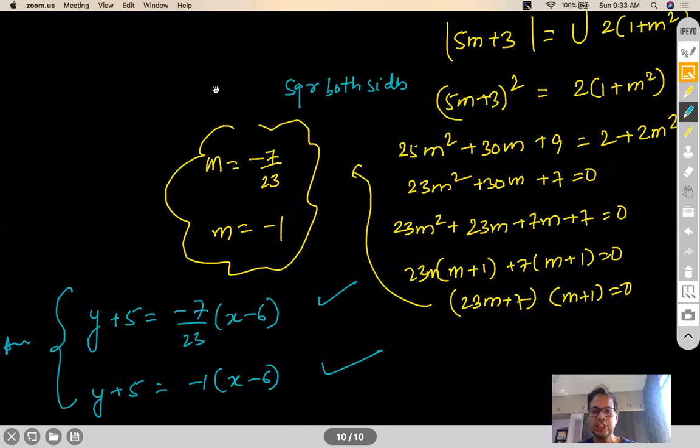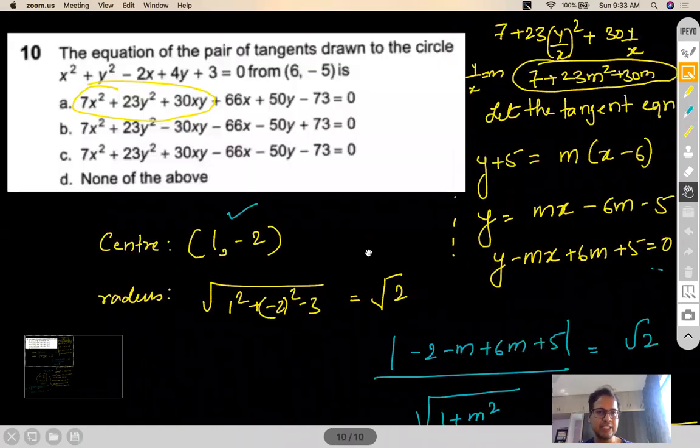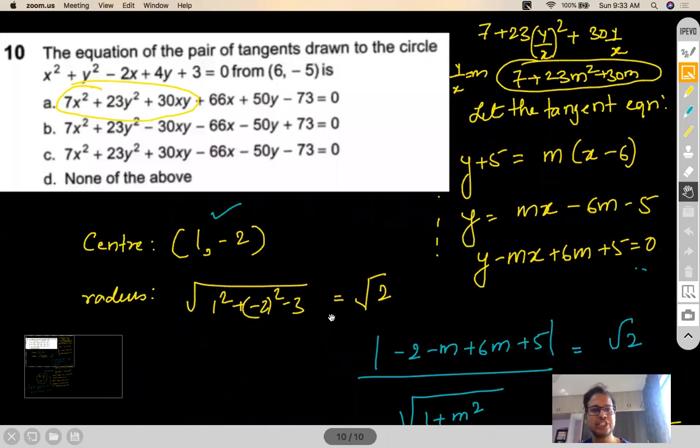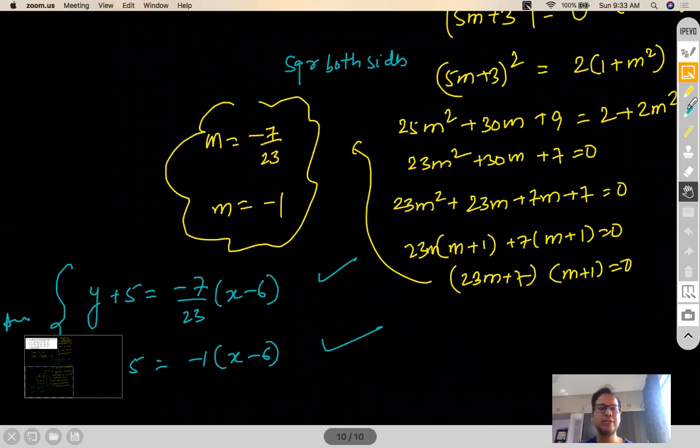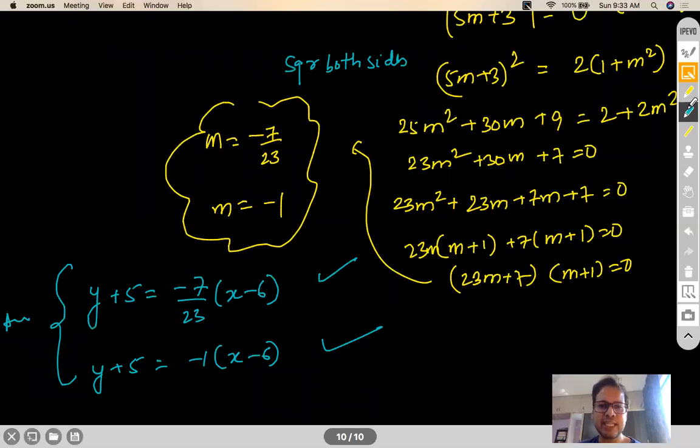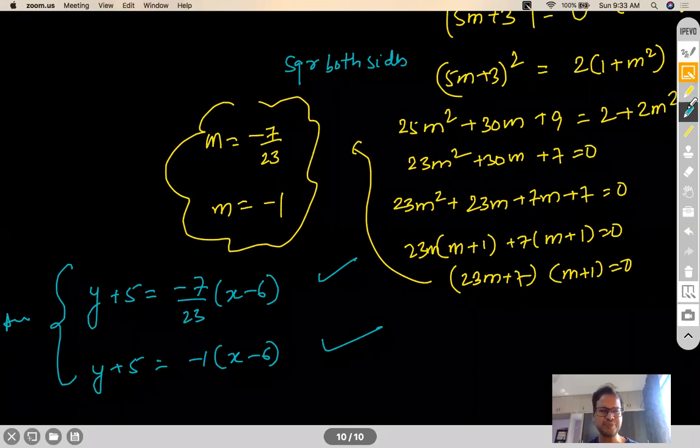Okay. So I think we have covered this concept, pair of tangent equations, to our satisfaction. So next class when we meet, next Sunday, when we are going to meet again for circles, I'm going to take up other concepts. So I think we are going by 2 to 3 concepts per class.